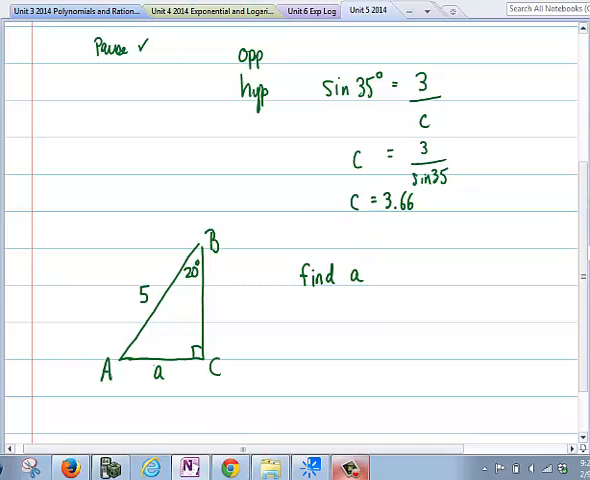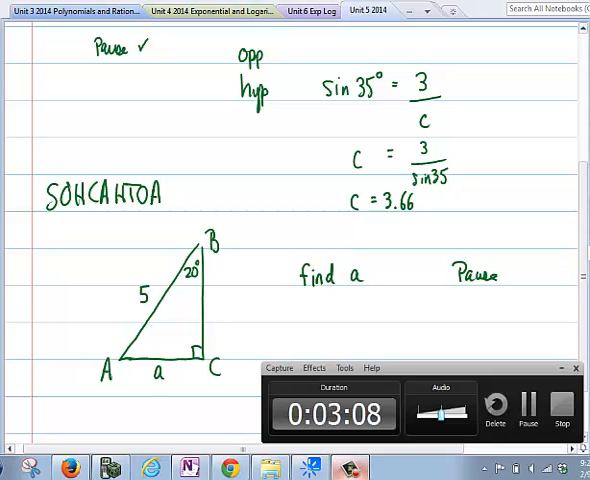So I'm going to pause the video. So I'm going to write pause. I'd like you to find, in the time that I pause the video, what side A would be. So remember to use SOHCAHTOA to help you figure out that relationship. Please pause the video, solve the problem, and come back.